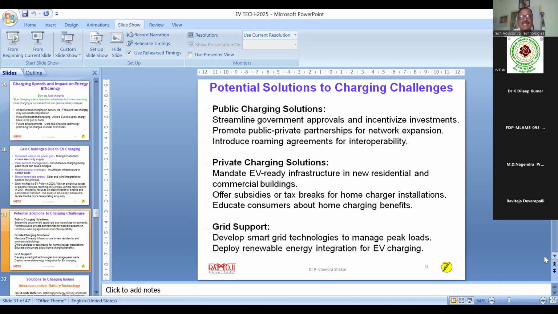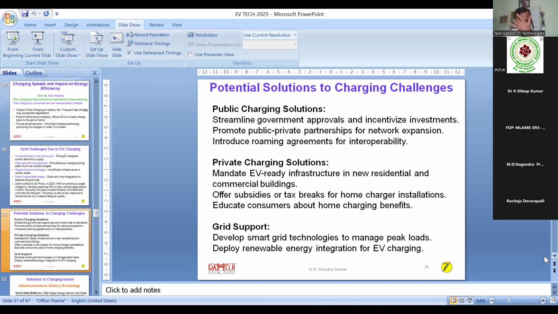Potential solutions for charging. Public charging solution: streamline government approvals and incentivize investment. Promote public-private partnership for network expansion. Introduce roaming agreements for interoperability. That means charging stations can also move around.